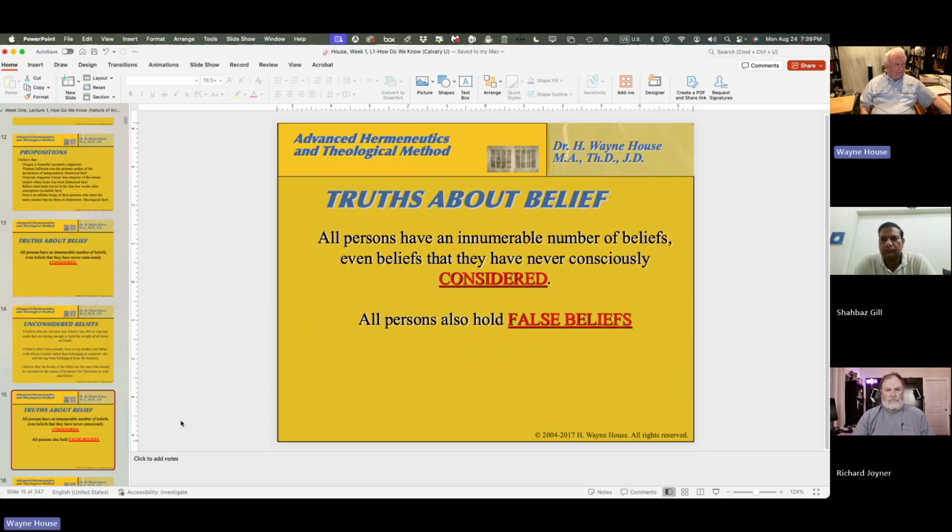Truths about beliefs. All persons have an innumerable number of beliefs, some that have never been consciously considered. All persons hold false beliefs. All. There's not a one of us that doesn't sometimes take something for granted and we're wrong.